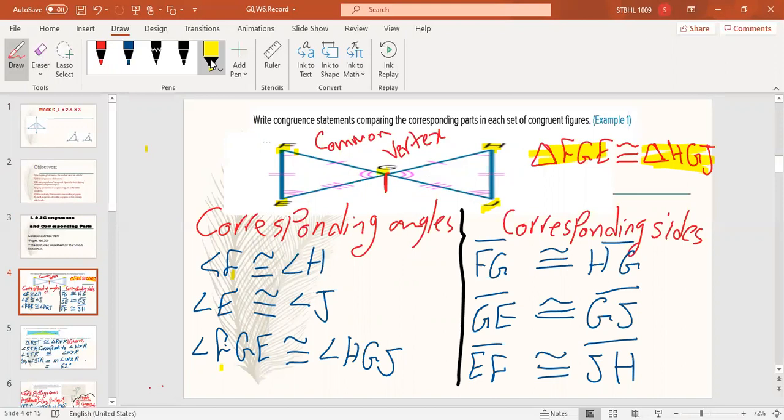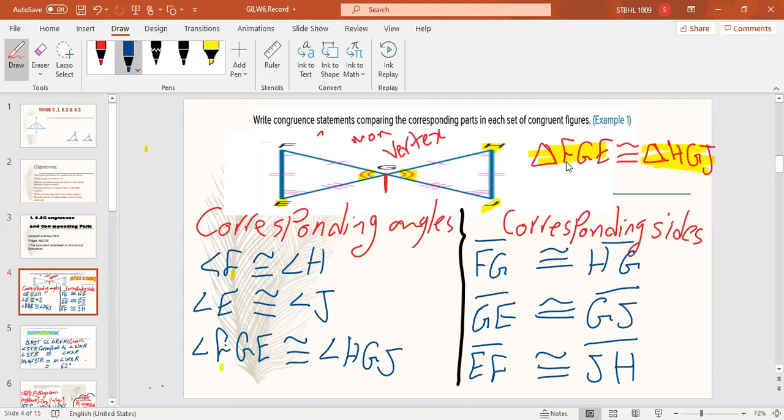And angle FGE, which is this one, is congruent to angle HGJ. You can notice that the two angles have two arcs. And you can also figure out the congruent angles from the order of the letters here.